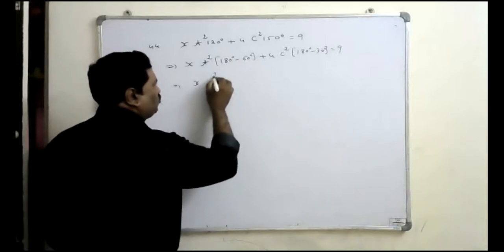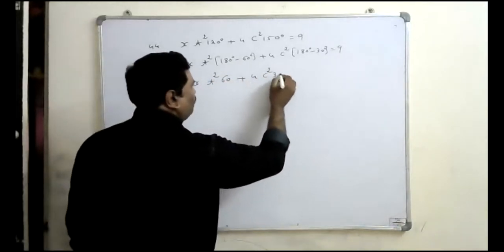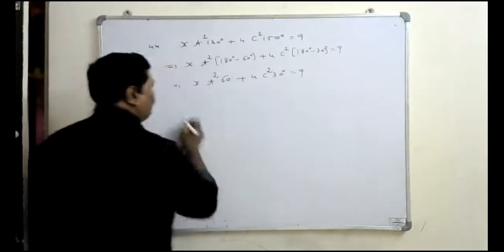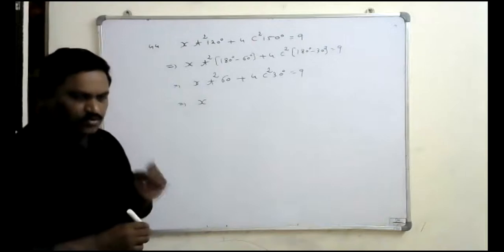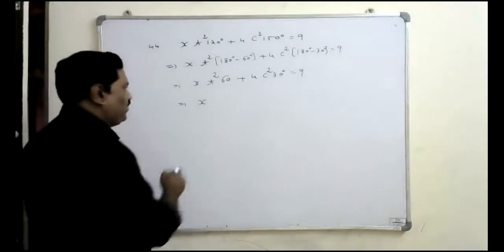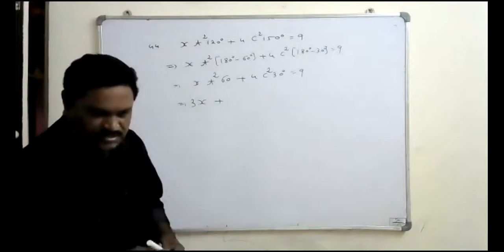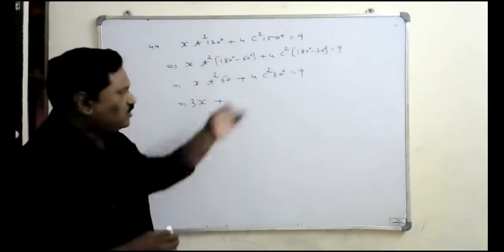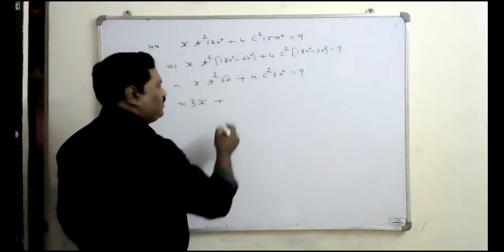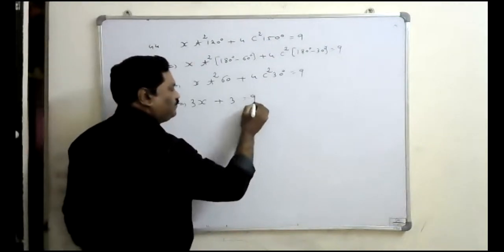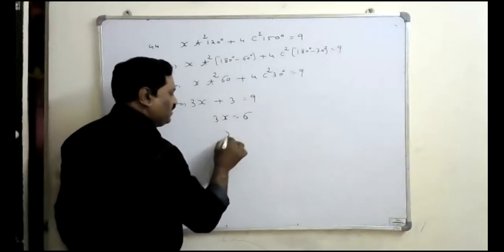It becomes tan square 60 plus 4 times cos square 30 is equal to 9. So the value of tan 60 is root 3, whole square, that is 3. Means it becomes 3x, plus the value of cos 30 is root 3 by 2, whole square means 3 by 4, which is 3 by 4, equal to 9. Therefore, 3x is equal to 6. Then the value of x is 2.